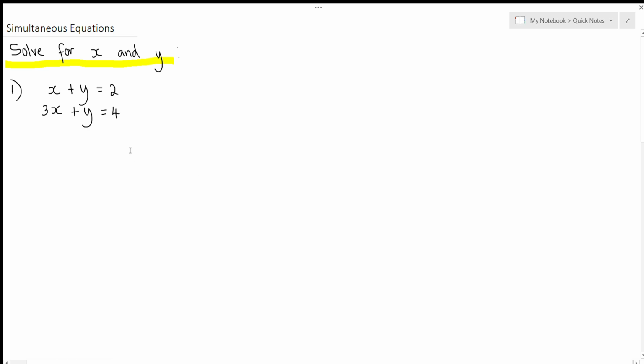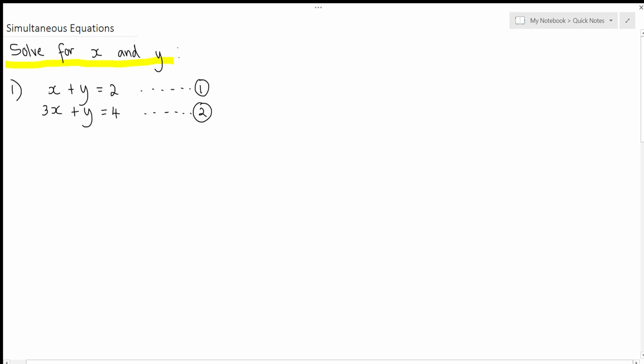So the first thing we're going to do is look at number 1, which is x plus y equal to 2 and 3x plus y equal to 4. If we look at both equations, we try and look for a simpler equation, so we ask which equation here is simpler. But we could use any one. We could call the one equation 1 and this one equation 2, or the other way around. It's not going to make a difference.